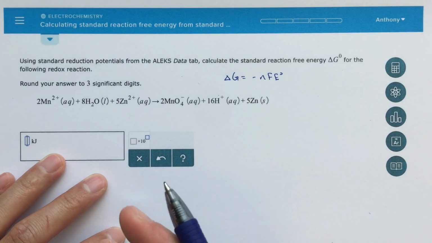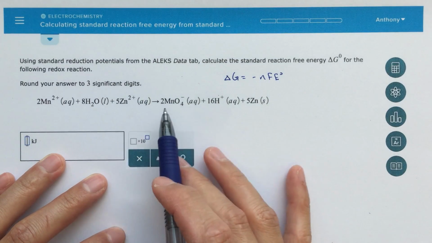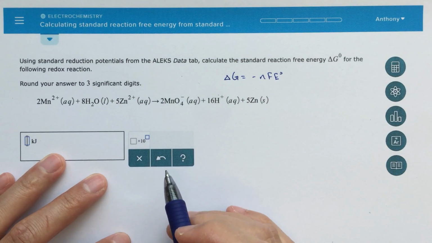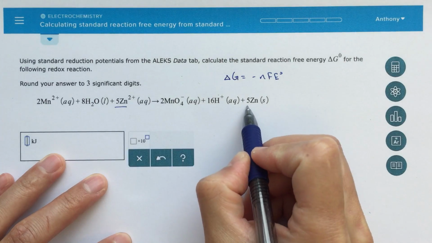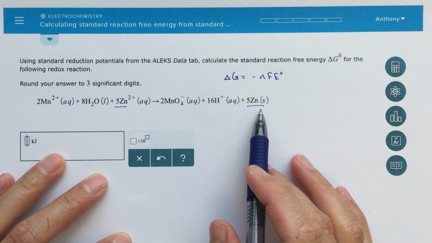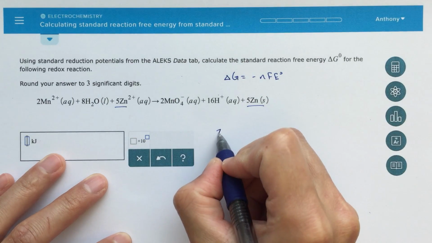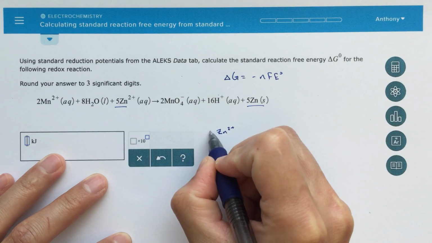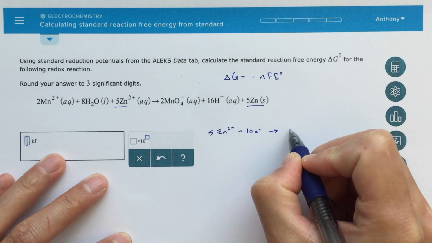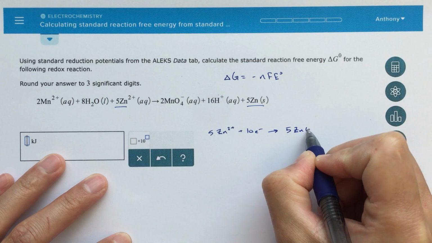So the first thing that I would do is write out half reactions for my two species, for what's being oxidized and what's being reduced. When you look at something like this, it looks a little confusing, but it's easy to pick out similar things. The thing that I'm going to pick out is this zinc 2 plus and zinc. So I'm going to write that out first.